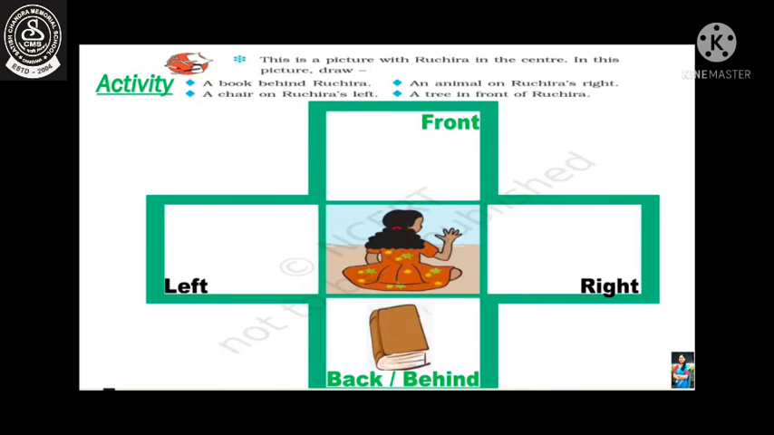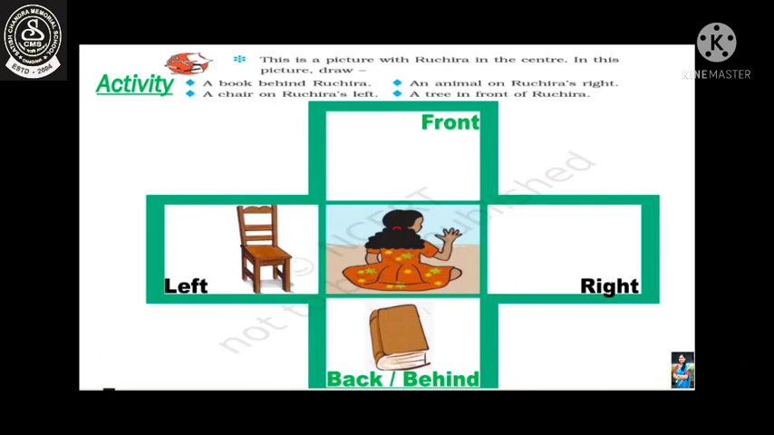Now as per the question, we have to draw a book behind Ruchira. So you can see I have drawn a book behind Ruchira. This is the back side, behind. So I have drawn a book over here. Next, what is being asked? We have to draw a chair on Ruchira's left. So I have drawn a chair on Ruchira's left.